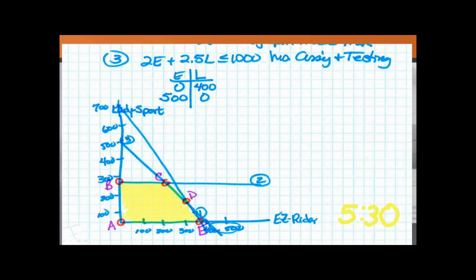So going to the next screen. So here's the third constraint. 2E plus 2.5L cannot exceed 1,000 hours of testing and assembly. So let's let E equal 0. Then we have 2.5L equals 1,000, or L equals 1,000 over 2.5, which is 400. Similarly, if we let L be 0, then E equals 1,000 divided by 2, or 500.